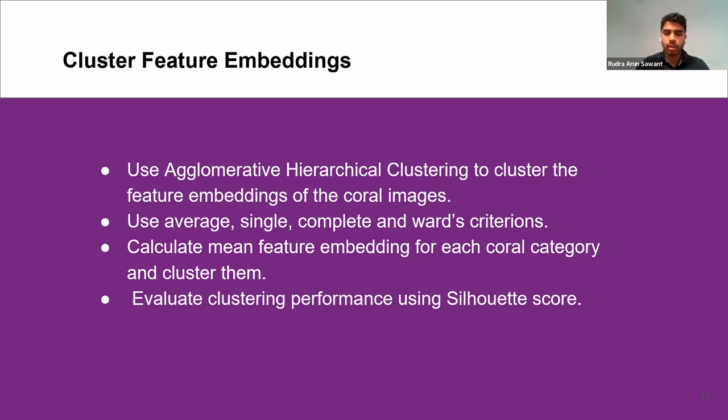we also did one more thing. For each coral category, we calculated a mean feature embedding, which was a representation of the whole category in one simple feature embedding vector. Instead of having each coral image have its own feature embedding vector, we took a mean of them and said that this was the mean feature embedding vector for the whole category, and then we clustered them similarly into a hierarchical fashion, so that we have a hierarchy of different coral categories.